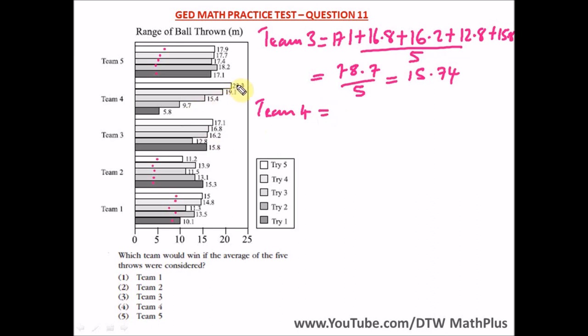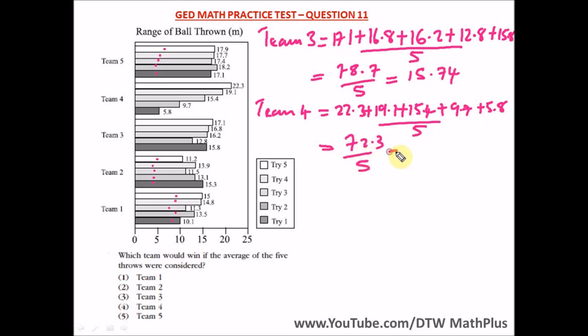Let's look for the average of team 4. We have 22.3 plus 19.1 plus 15.4 plus 9.7 plus 5.8, divided by 5. When you add this up, we get 72.3, divided by 5, which gives us 14.48. So this is lower than team 3. Let's find what team 5 would give us. My bet is team 5 is the highest, the team that would win. So let's find out what this would be.